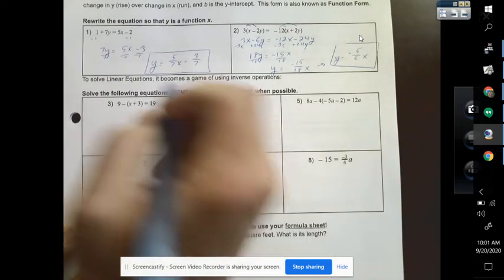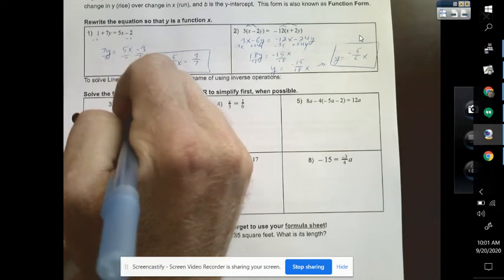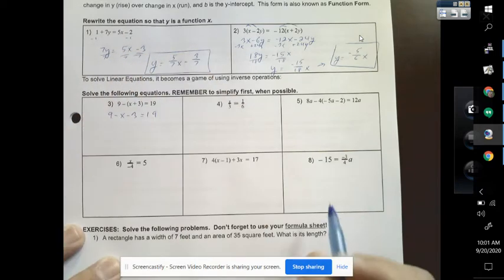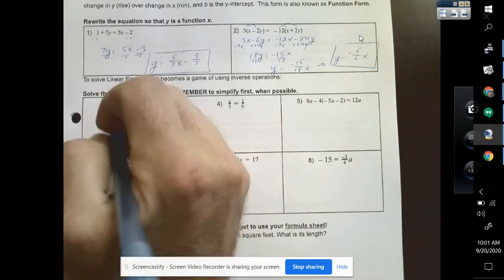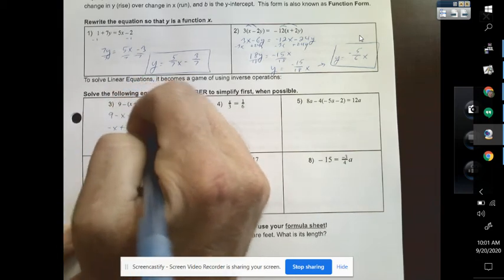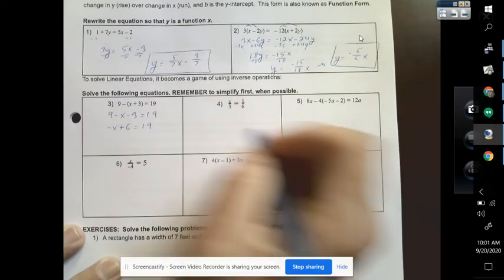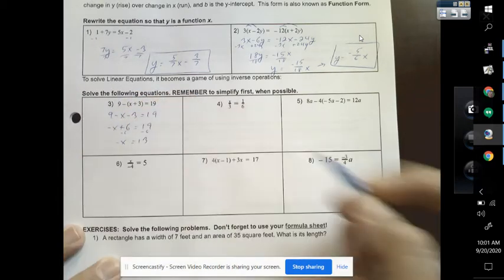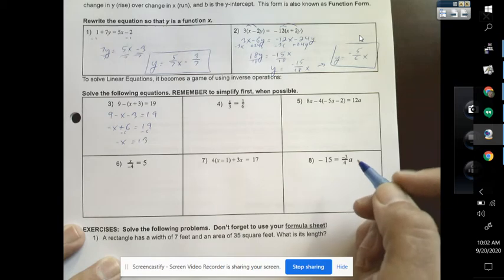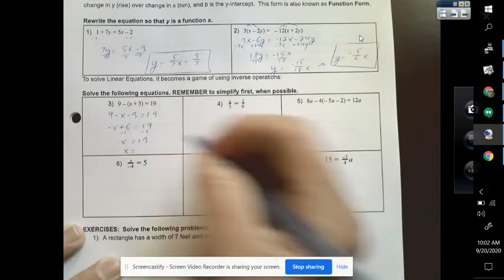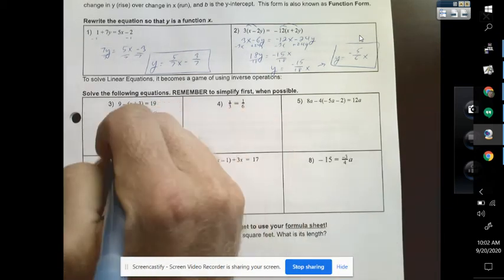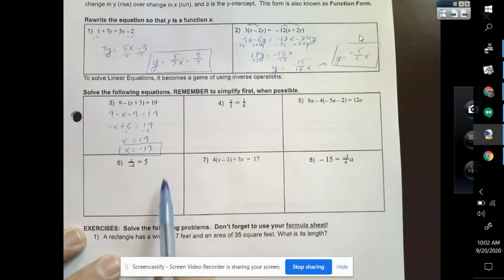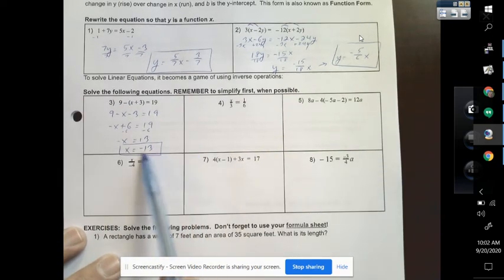I can distribute that minus sign in. 9 minus x minus 3 equals 19, okay? 9 minus 3 gives me 6. I can subtract 6 from both sides. Negative x equals 13. We're so close. Be careful because there's a negative outside of x. So if I divide both sides by negative 1, x equals negative 13. And guys, for all of these, if you really had the time to do so, you can always take your answer, plug it back into the original equation to make sure it's true, and then you'll be in good shape.